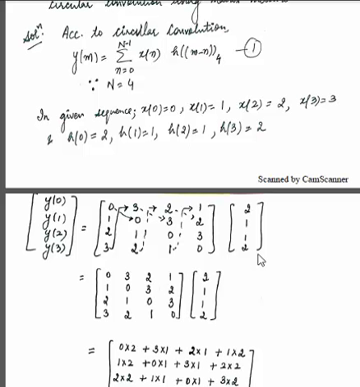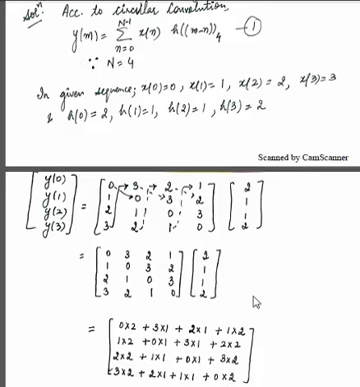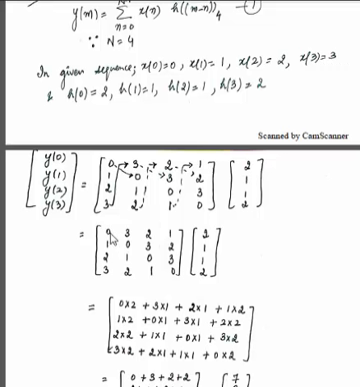Now the sequences x of n and h of n can be interchanged. We can also write h of n instead of x of n, and x of n instead of h of n. Now it becomes a matrix form of 4 cross 4, that is 4 rows and 4 columns. So it becomes 0, 3, 2, 1, 1, 0, 3, 2, 2, 1, 0, 3, 3, 2, 1, 0, and that is multiplied by h of n, that is 2, 1, 1, 2.